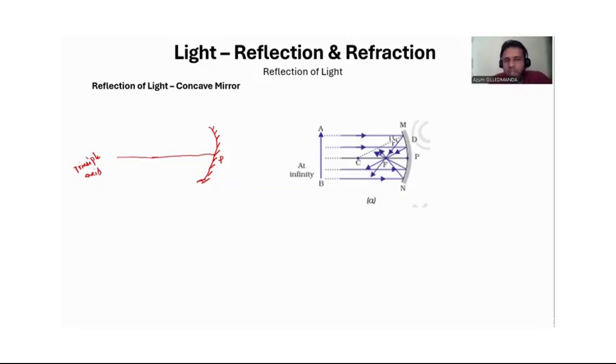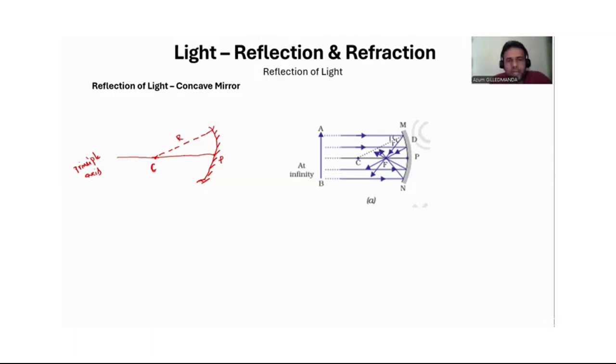Now, if we draw this curvature, there will be a certain radius, like a circular or spherical shape. Somewhere there is a center of curvature that is denoted as C. From the center to any point on the mirror is the radius of curvature, denoted with capital R. So P is the pole of the mirror, whether concave or convex, C is the center of curvature, and R is the radius of curvature.